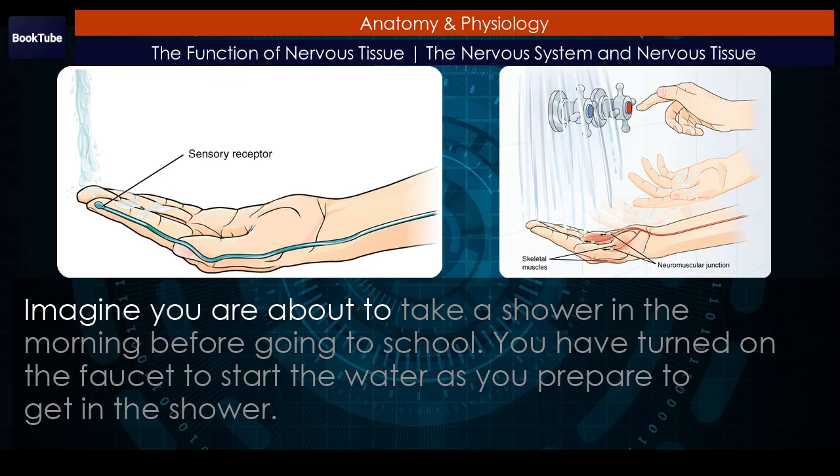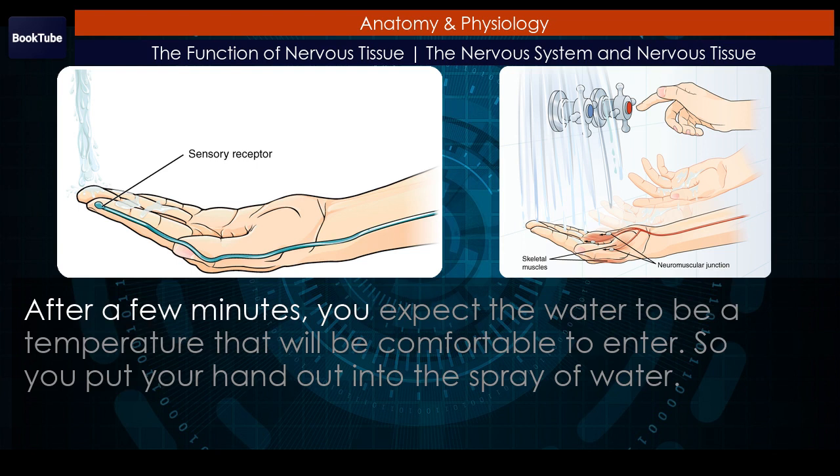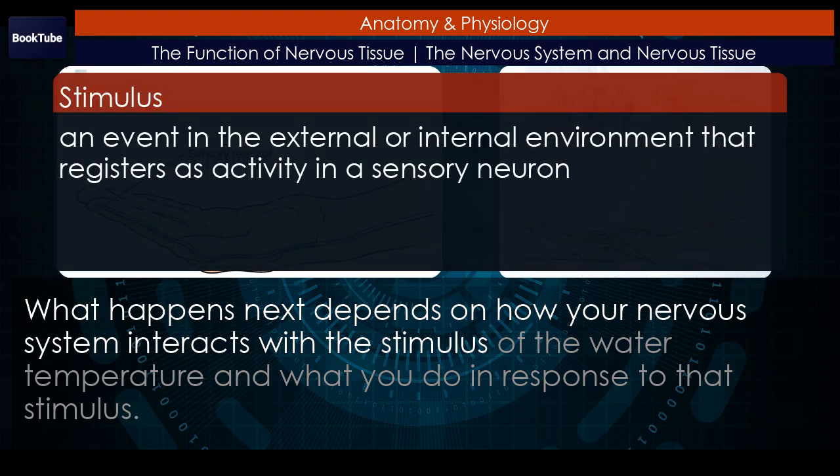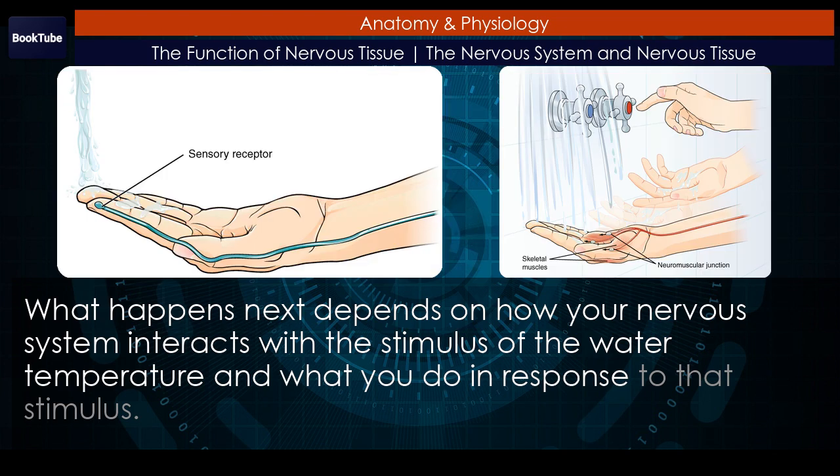Imagine you are about to take a shower in the morning before going to school. You have turned on the faucet to start the water as you prepare to get in the shower. After a few minutes, you expect the water to be a temperature that will be comfortable to enter. So you put your hand out into the spray of water. What happens next depends on how your nervous system interacts with the stimulus of the water temperature, and what you do in response to that stimulus.